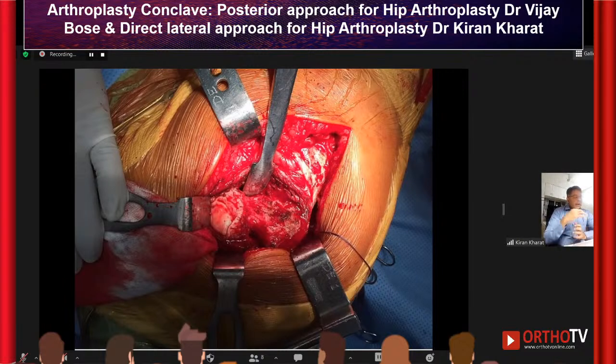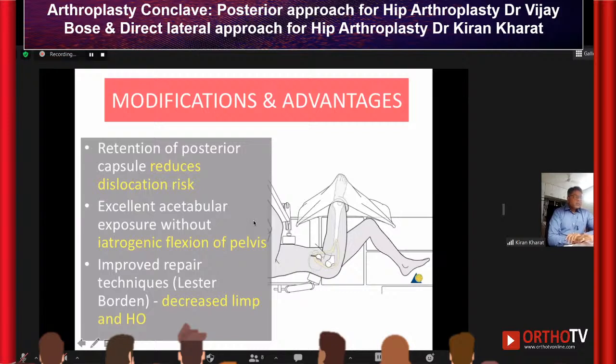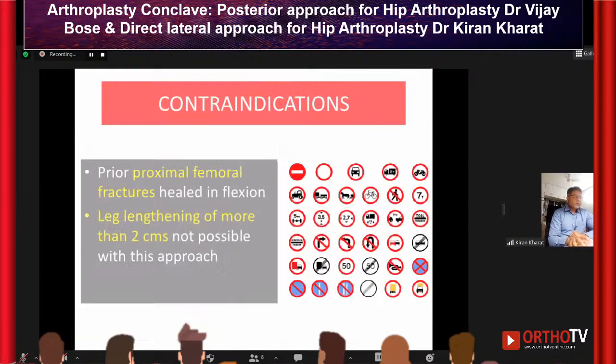So I think as the surgeon, you have to guide the assistants how much flexion is required, how much external rotation is required at every stage of the operation. Why is it important? Because in this approach, you invariably retain the posterior capsule, and that automatically reduces the dislocation risk. And also, you don't invariably lengthen the hip because the posterior capsule is always there. And you can get an excellent acetabular exposure without compromising the pelvis. And if you repair it properly, then the chance of limp and heterotopic ossification is reduced.